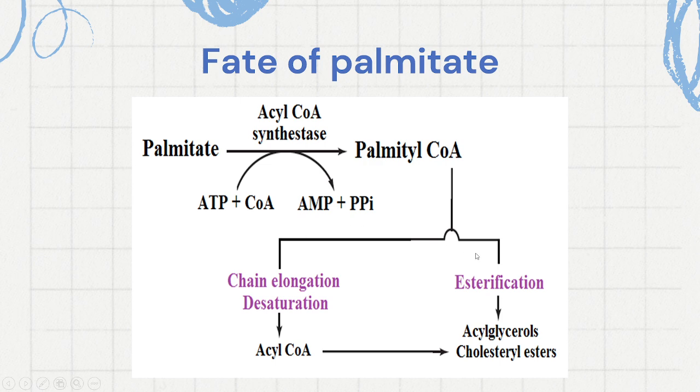And before going into either fate, palmitate has to be activated first by being converted to palmitoyl-CoA. CoA here indicates that this is an active molecule, like glucose 6-phosphate is the active form of glucose, palmitoyl-CoA is the active form of palmitate, and this is done by an acyl-CoA synthetase, whereby ATP is needed for energy and CoA is introduced into the molecule.